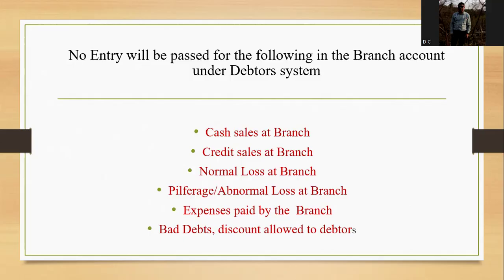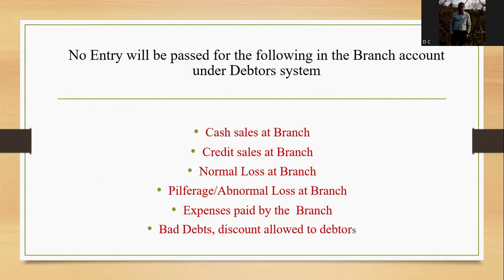If the branch paid any expenses, suppose a petty expense paid by the branch, that will not appear in the branch account under the debtor system. There is no treatment of petty expense paid by the branch under the debtor system. Only those things where the head office sends goods to the branch, or the head office sends cash to the branch for meeting expenses, will appear under the debtor system, because branch will maintain its account strictly under the books of head office.